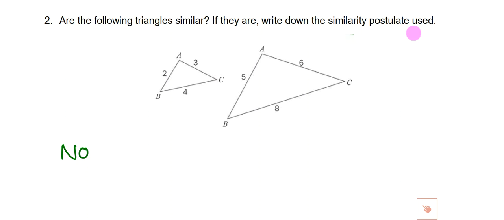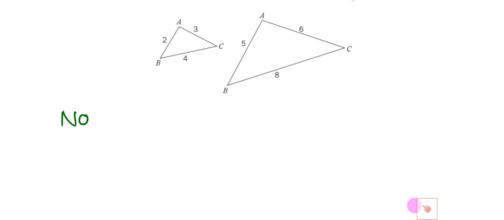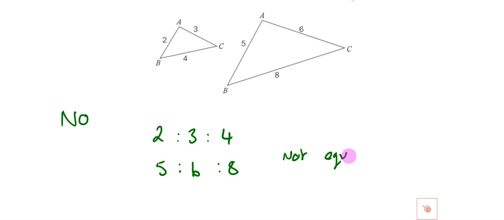Lots of people gave me some good, clear answers. The one I liked most, someone wrote, well, the first triangle is 2 to 3 to 4, and the other triangle is 5 to 6 to 8, and they are not equivalent. I don't think they wrote that last part, but that's a very nice, easy way to answer that question.